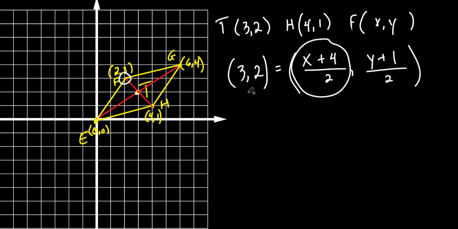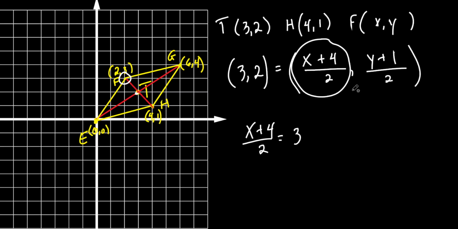It's 3, good. Because this is the first part of the midpoint, and they're equal to each other, correct? So I could write it like this. X plus 4 over 2 equals what? 3. Before I do the math, let's set the other one up.